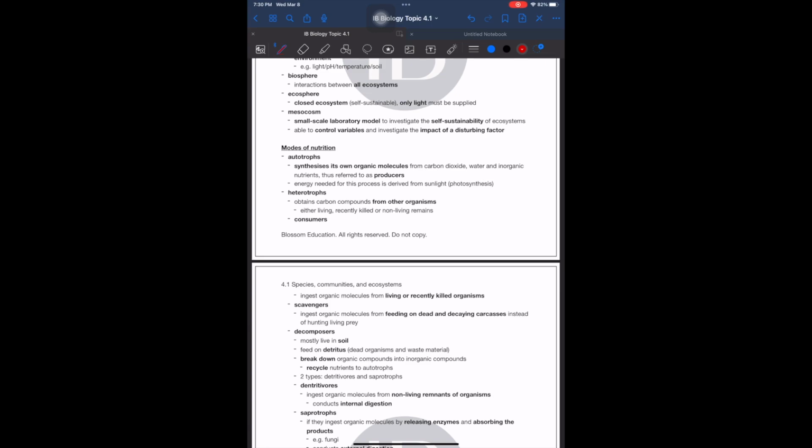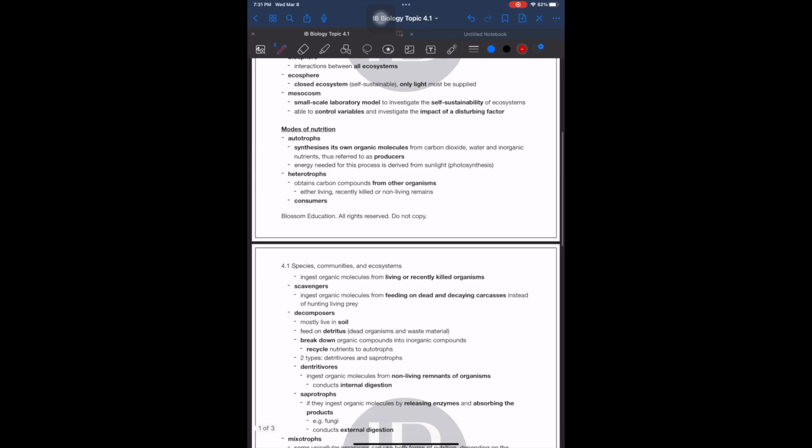You would know them to be basically plants, and the energy needed for this process is supplied from sunlight, and therefore they are able to conduct photosynthesis. The second group would be heterotrophs, which are organisms that obtain their carbon compounds from other organisms, and they do this by either killing, consuming recently killed, or consuming non-living remains.